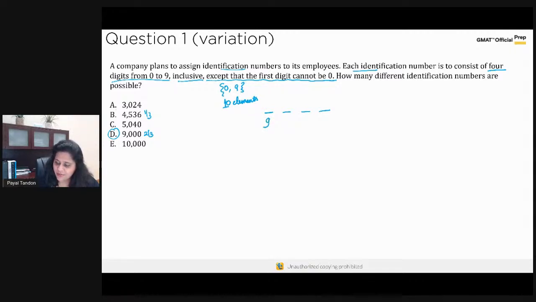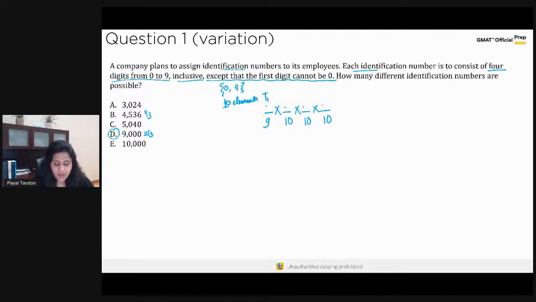For my second digit, I have 10 options. For the third digit, 10 options. For the fourth digit, 10 digits are possible. Now, in order to get to my 4-digit identification number, do I need to fill in each of these spaces? The answer is yes, absolutely. And if I need to fill in each of these spaces, this means that I need to multiply each of these tasks. In a sense, I have 4 tasks here.